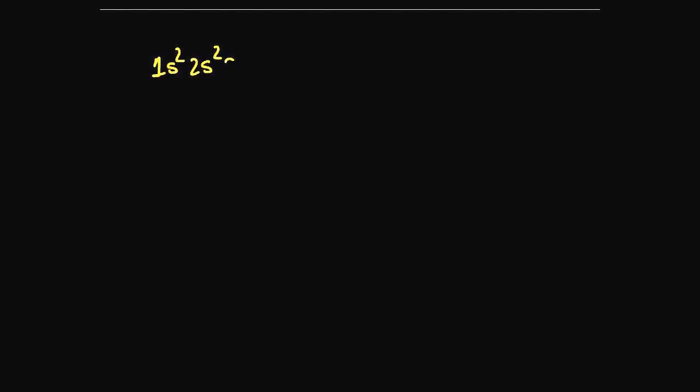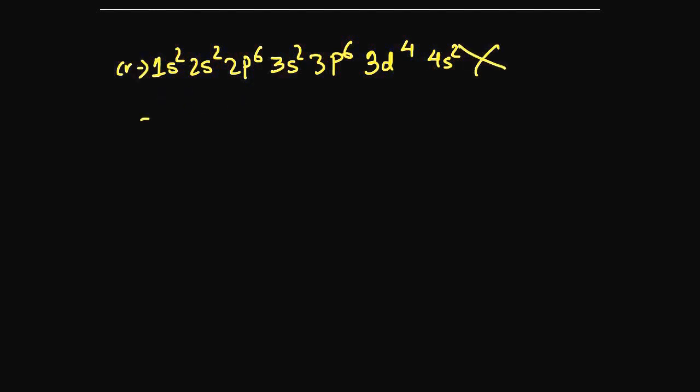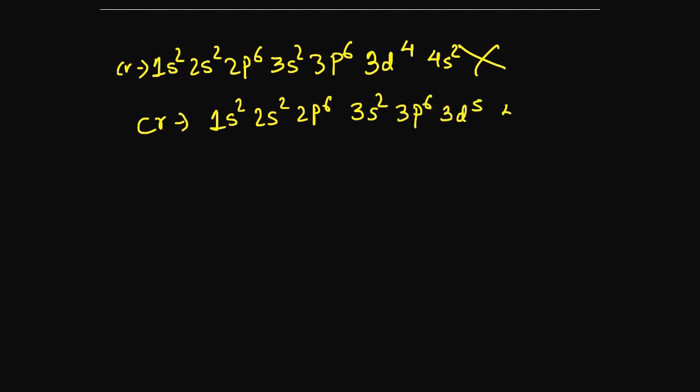1s2, 2s2, 2p6, 3s2, 3p6, 3d4, and 4s2. If we try to follow the trend, the electron configuration of chromium must have been this, but it is incorrect. The correct electron configuration of chromium is 1s2, 2s2, 2p6, 3s2, 3p6, 3d5, and 4s1, because we know that the d orbital has 5 sub-orbitals.